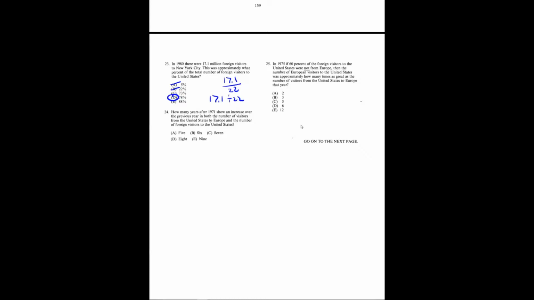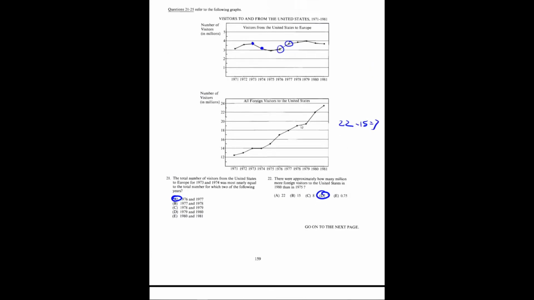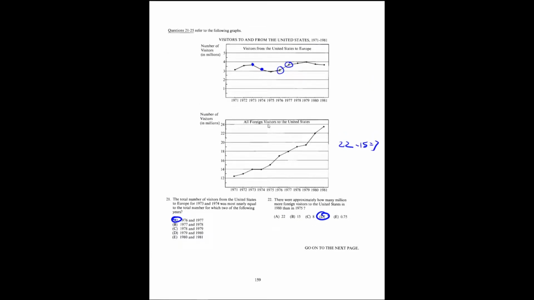Number 23. How many years after 1971 show an increase over the previous year in both the number of visitors from the U.S. to Europe and the number of foreign visitors to the United States? So if we look at these, one thing I can see right away is the foreign visitors to the U.S. is almost always going up. We have 73 and 74 as the exception here, potentially. So let's look at this one here, the visitors from the U.S. to Europe, and see if we can get a better idea from that.